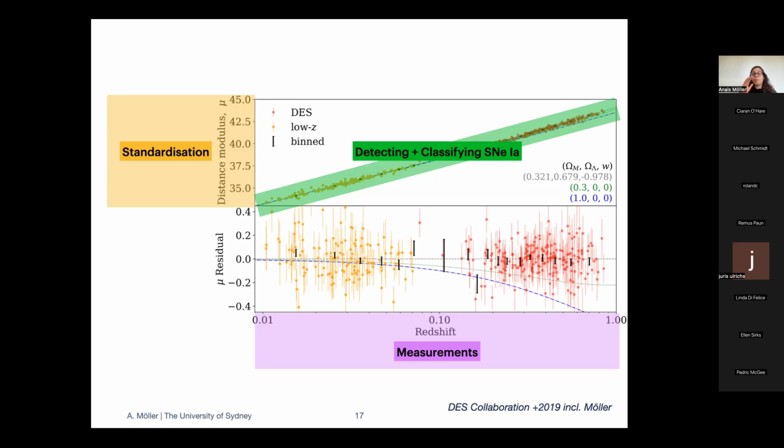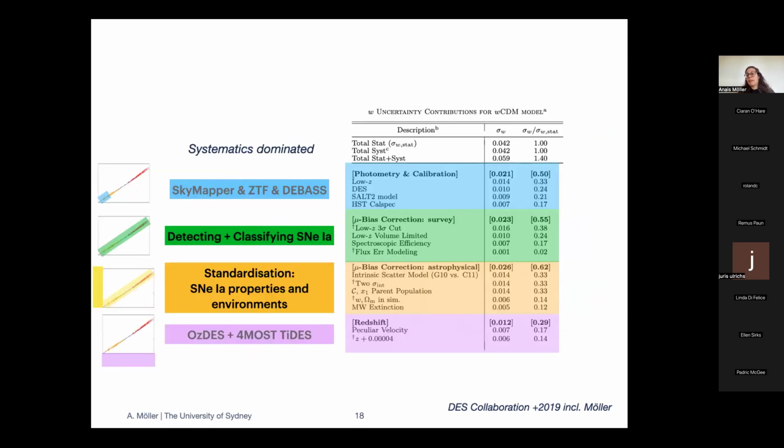So I'm going to split my talk in different parts. We have the standardization, which is the y-axis, in yellow. In purple, the measurements of redshifts. And in green is detecting and classifying Type Ia supernovae. And why I divided it like this is because when we did our analysis, we were systematically limited. So this is our uncertainty budget in the constraints that we obtain. You can see statistical errors are actually quite low. Systematics are really dominating. And these are the ones that we really want to lower for our analysis for the whole Dark Energy Survey sample, but also for Rubin LSST.